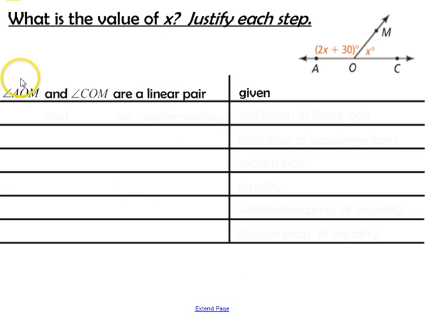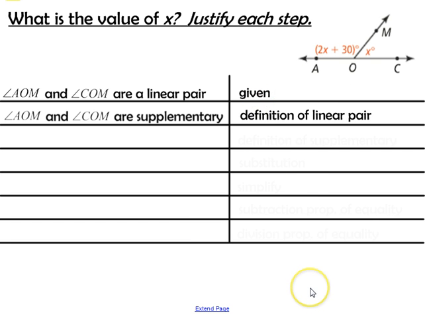So we start off with the given information that angle AOM and angle COM are a linear pair because that's what the diagram shows us. These 2 angles are a linear pair. That's given. Next, we can say that angle AOM and angle COM are supplementary because that's the definition of linear pair. It's two adjacent angles that are supplementary.